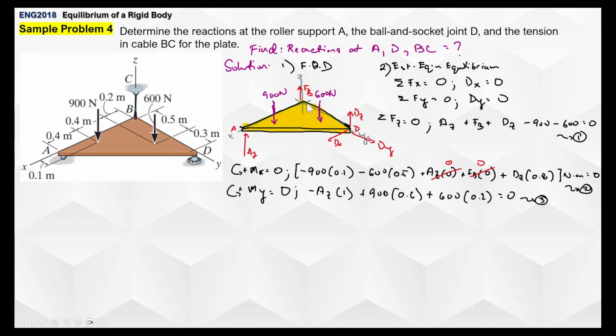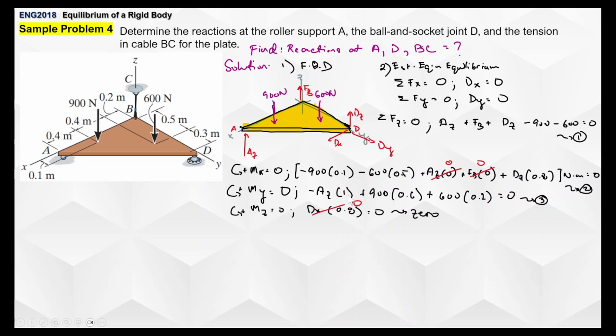Then we have rotation about my. My naman is basically we eliminate fb and dz, leaving only az. So there we go. That's gonna be clockwise. So negative az times 0.4 plus 0.4 plus 0.2 times 1, and then 900 counterclockwise. 0.4 plus 0.2, that's 0.6, and then 600, that's positive times 0.2. That's our equation 3.